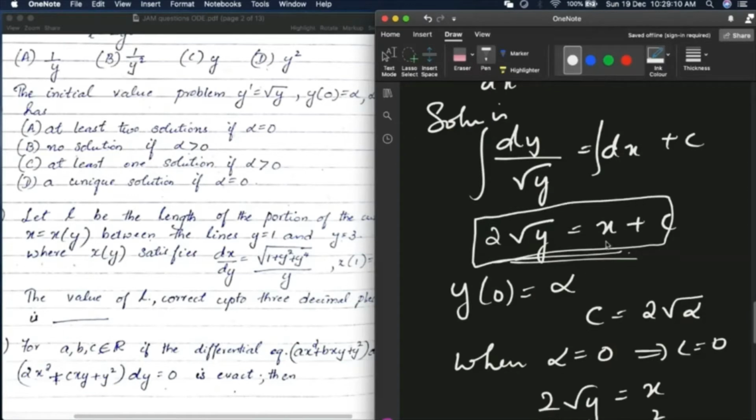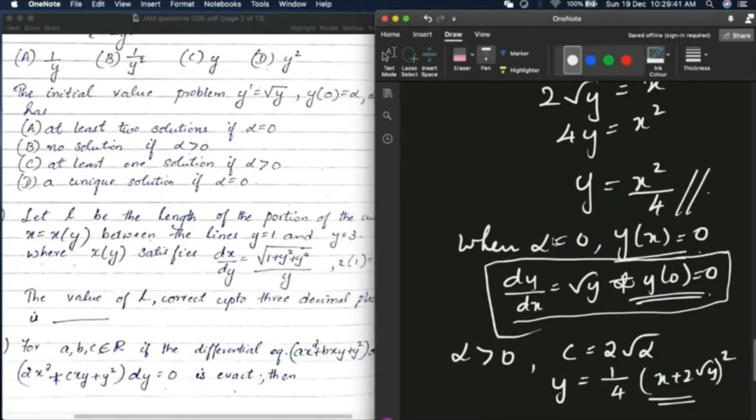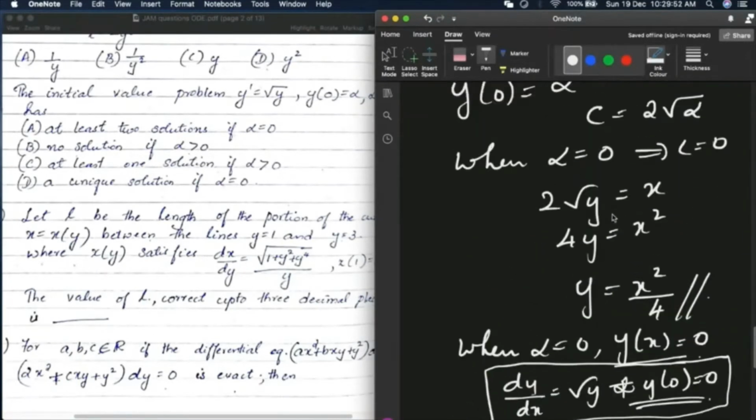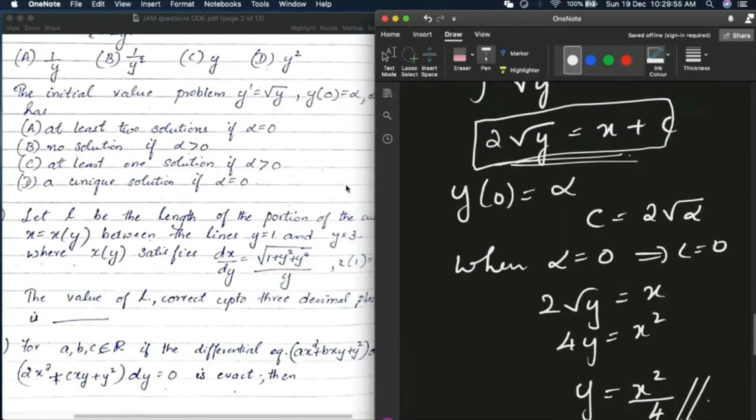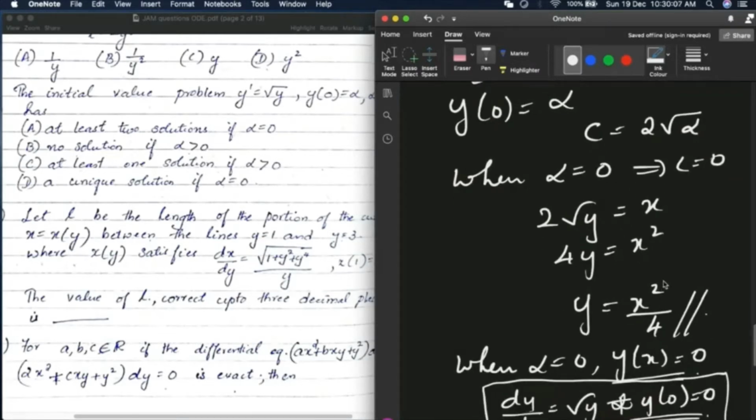y of 0 is equal to 0. Will it again give you c equal to 0, the same solution only, no? 4y is equal to x squared, so y is equal to x squared by 4. Actually, you're getting only one solution, right? Sorry. So for y equal to x square by 4, because your c will become 0.